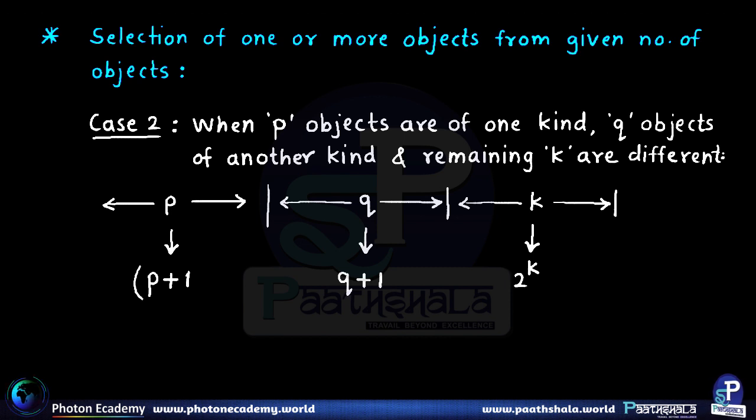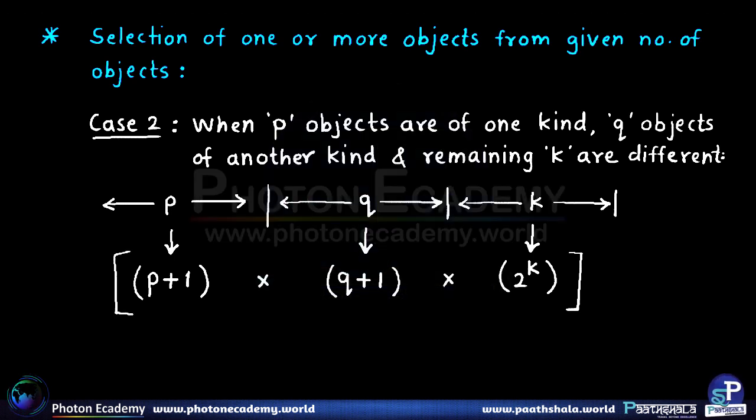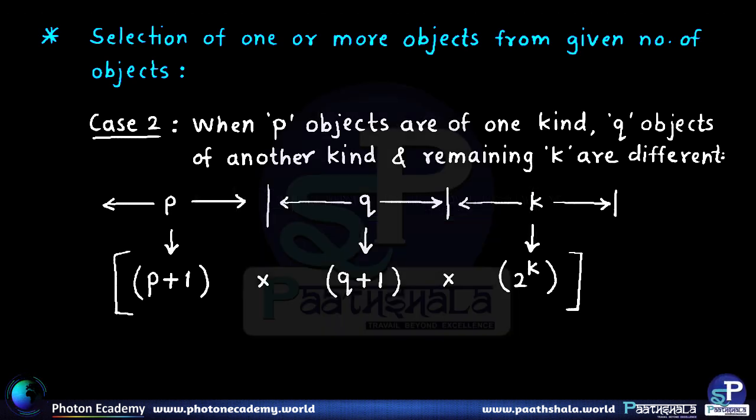So the final count will be obtained by first multiplying these individual counts. But as we have seen earlier, this particular product includes one possibility in which we are not selecting any object of any kind, which of course we don't want, because overall we want at least one object. So from this product we have to subtract 1, which is the final answer. So based on how many objects are identical, we can generalize this formula and get the answer.